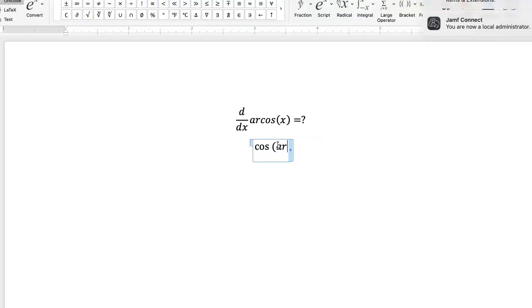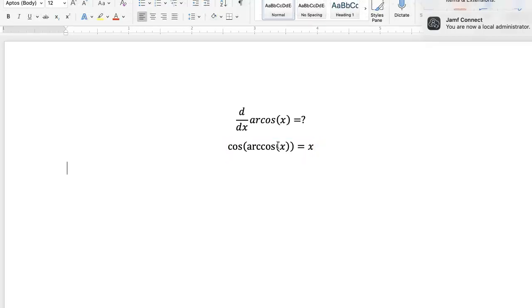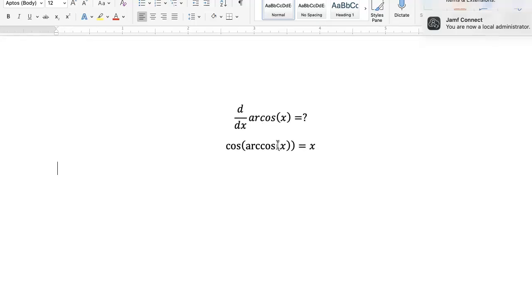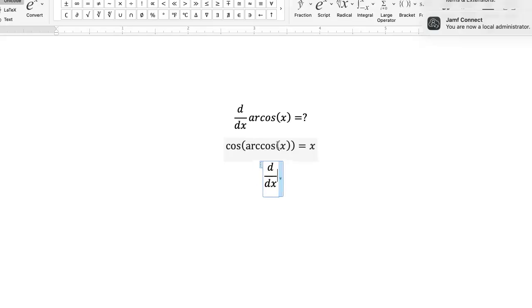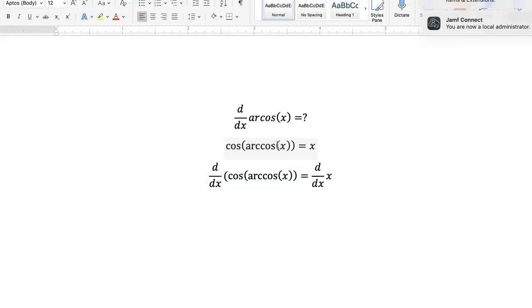we know the cosine of the arc cosine of x is x, right? It's the inverse function. The arc cosine is the inverse function of the cosine. So we can take the derivative of this, and if we do that, we get d/dx of cosine of arc cosine of x equals x, right? So on this side, it's 1.